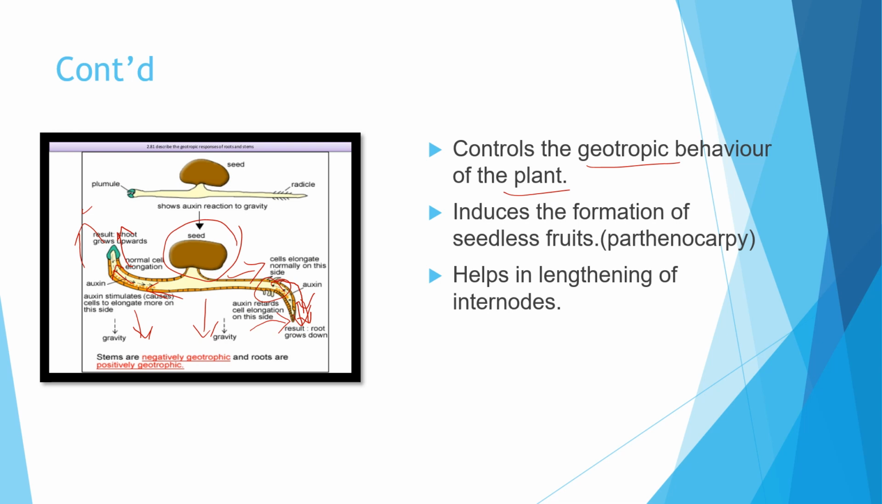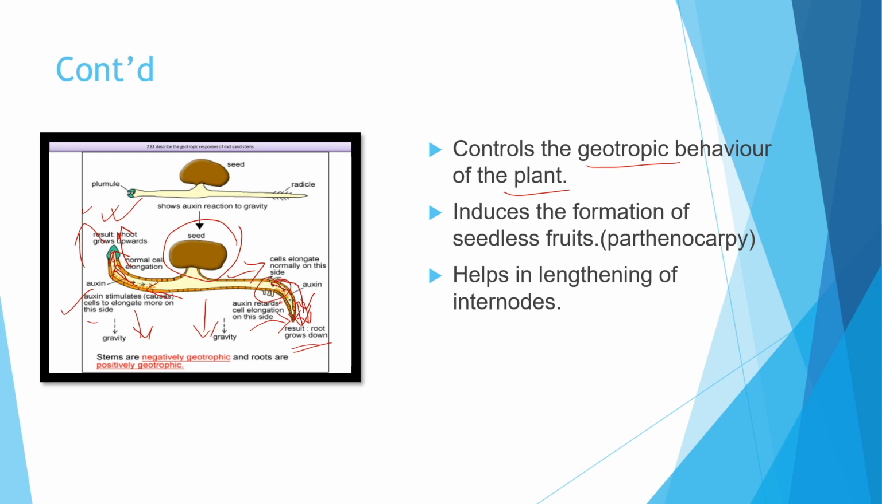We can say that the stems are negatively geotropic as they are moving towards the sun or away from the earth, and the roots are always positively geotropic. So here also auxin plays a great role. What is the auxin reaction to gravity? Auxin stimulates the cells to elongate more on this side, so the shoot is growing more, and here also auxin is stimulating one side and retarding the other side. As a result, the root is growing down. Is it clear to everyone?